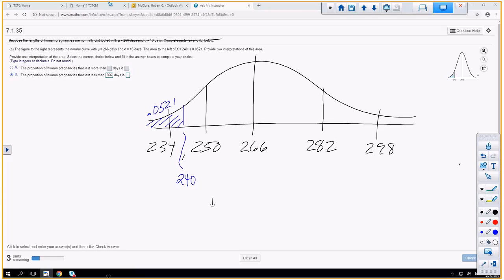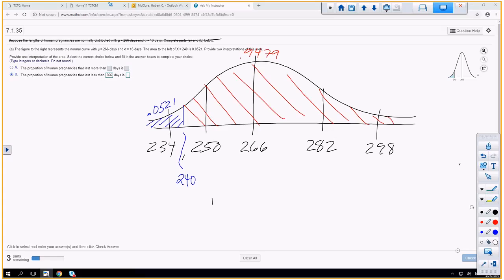Somebody tell me what the area to the right is. I don't know what they're going to ask. But the area to the right is what? 0.9479, right? I just took the what? Starts with a C. Complement. 1 minus 0.0521. I don't know if that's what they're going to ask, but that's the first thing I would do. All right, provide the interpretation, second, blah, blah, blah.